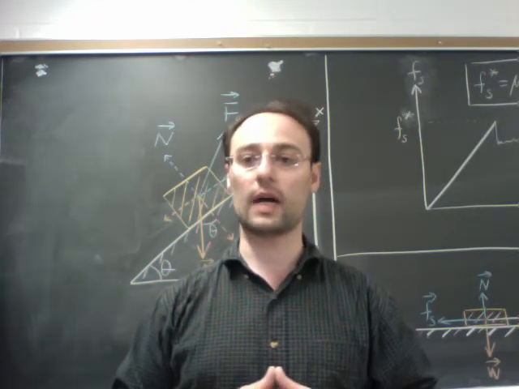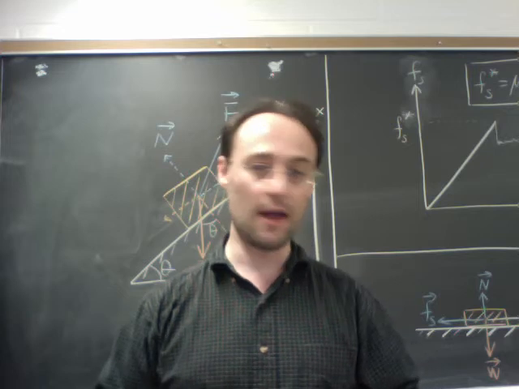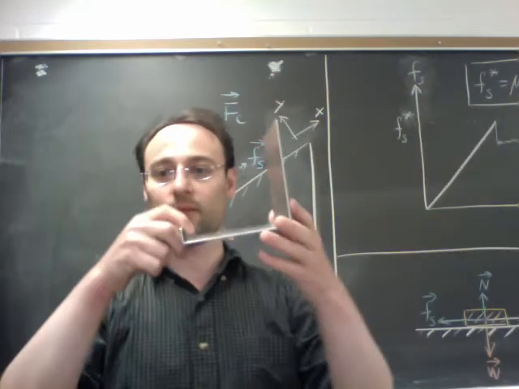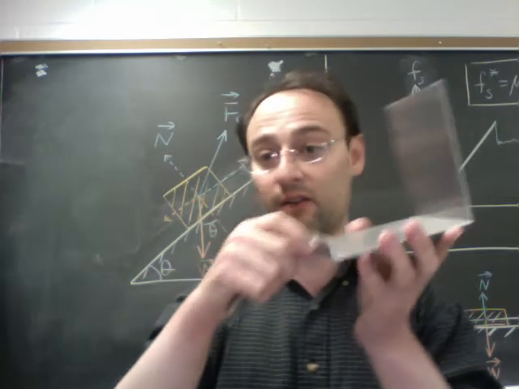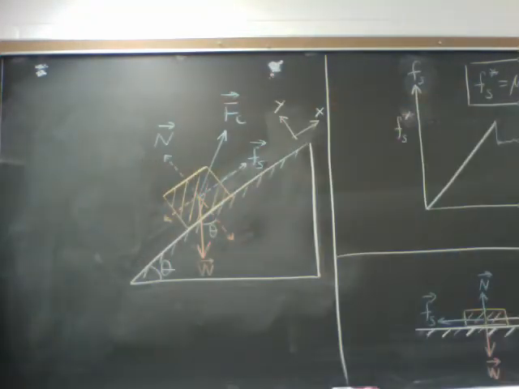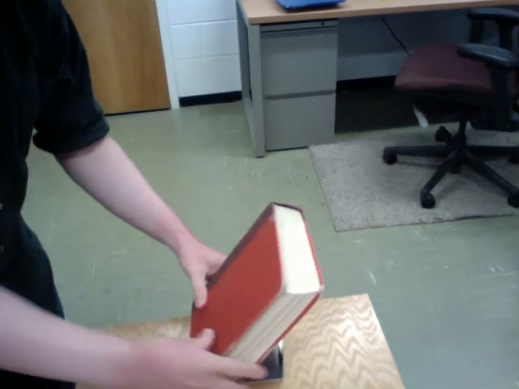So to focus on the further exploration of static friction forces, we're going to perform a simple tabletop experiment. So here's a metallic container, I call it a cradle, with a spring attached. I'm going to place it on the table. And I'm going to weigh it down with a book.